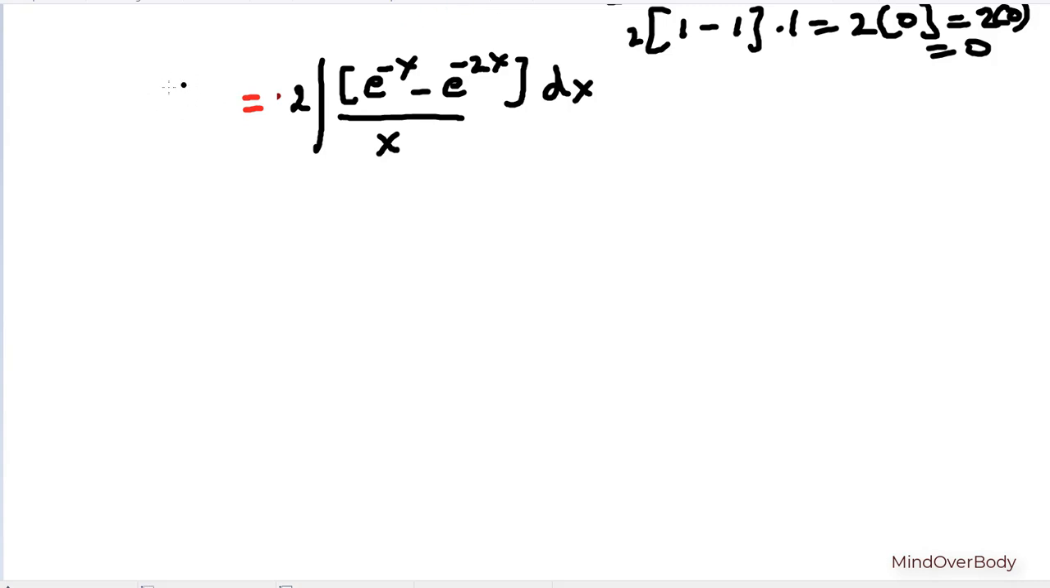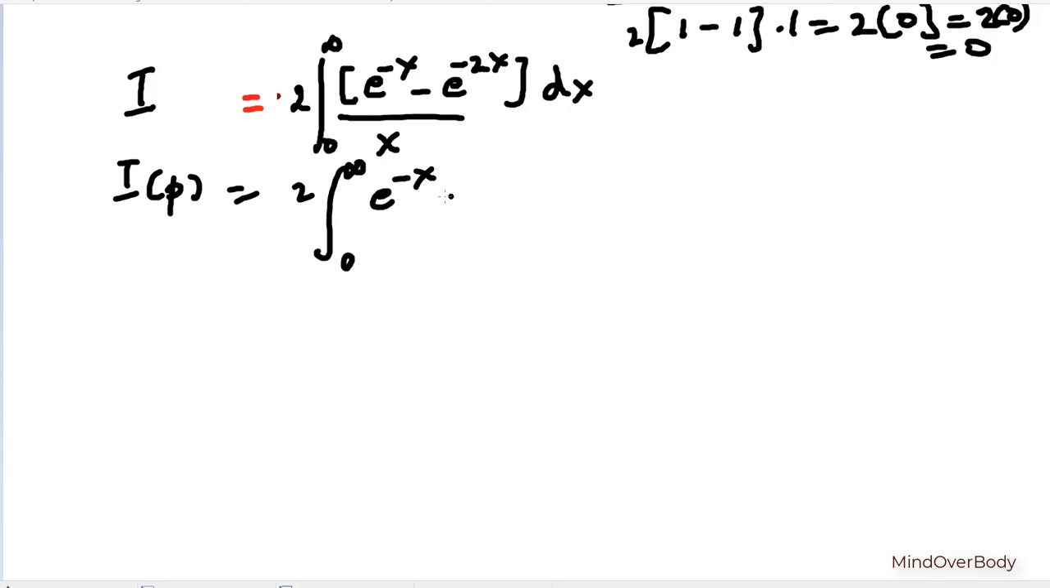So I would like to define a function. This is Feynman's technique. So that function is going to be I of p is equal to 2 times the integral from 0 to infinity of (e raised to the power of negative x minus e raised to the power of negative p times x) divided by x, times dx.